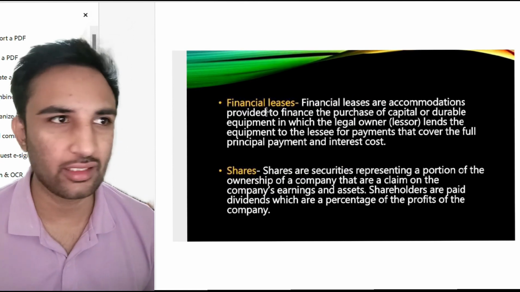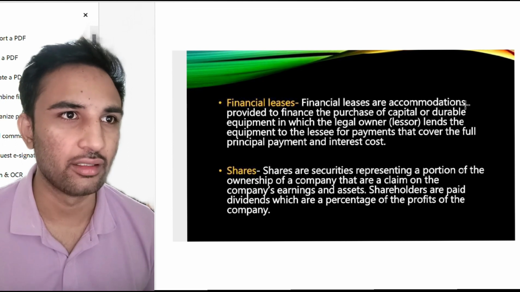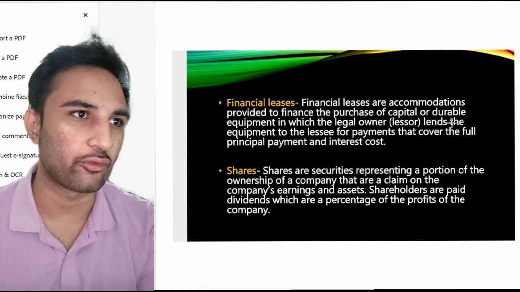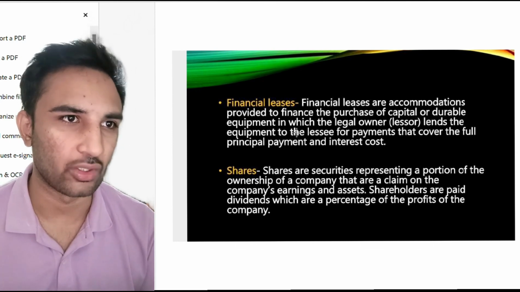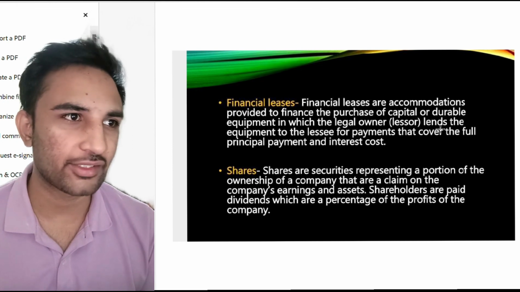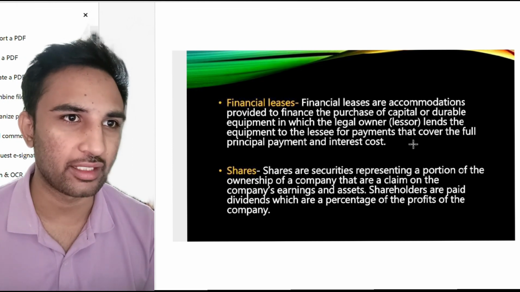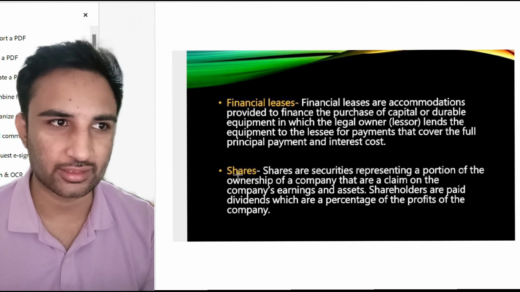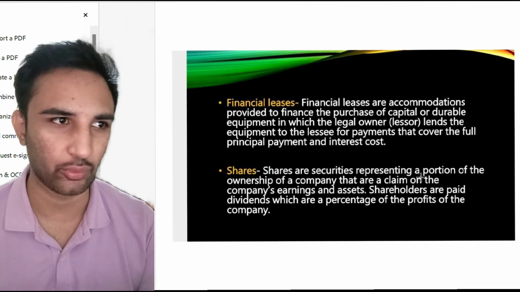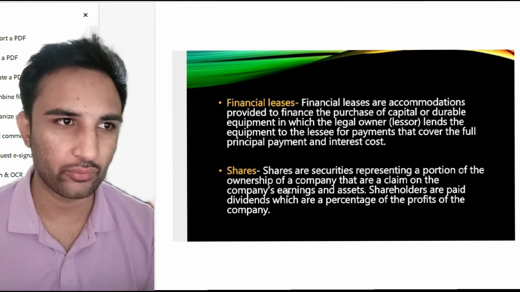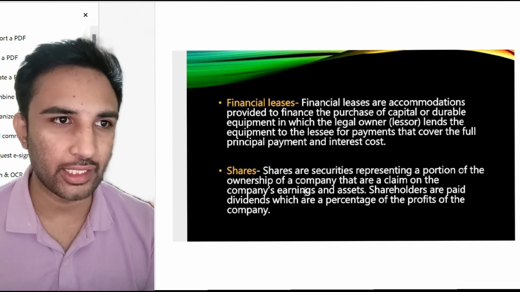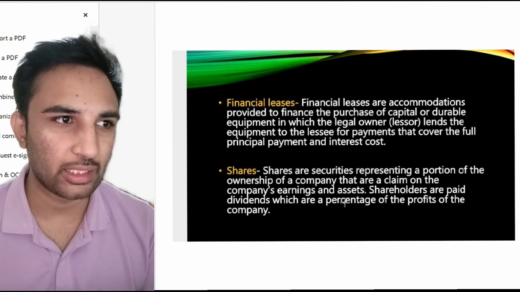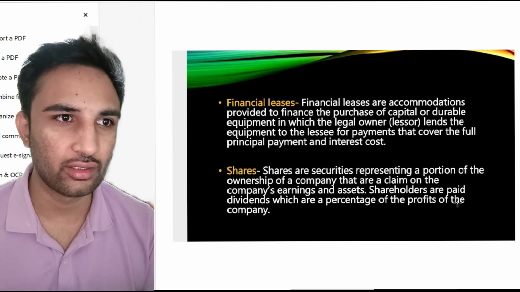What are financial leases? Financial leases are accommodations provided to finance the purchase of capital or durable equipment in which the legal owner, that is the lessor, lends the equipment to the lessee for payment that covers the full principal payment and interest cost. What are shares? Shares are securities representing a portion of the ownership of a company that are a claim on the company's earnings and assets. Shareholders are paid dividends, which are a percentage of the profits of the company.